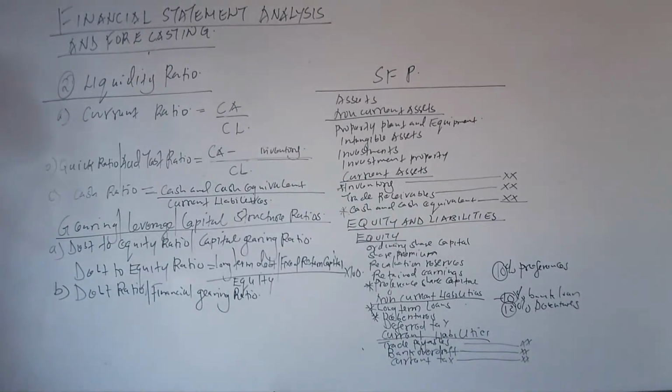So write and say, this ratio indicates the ability to which the total assets of the company have been financed with the liabilities.